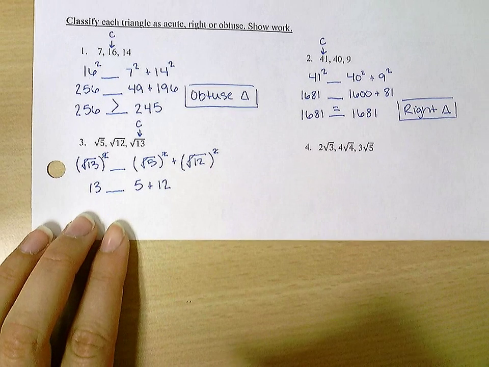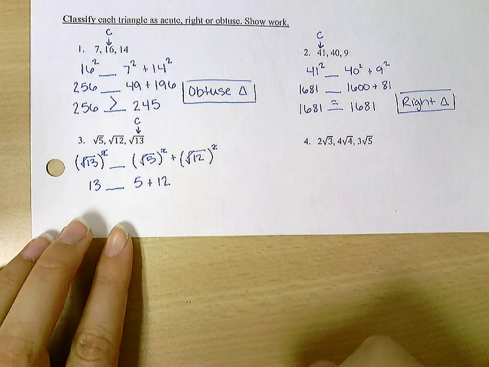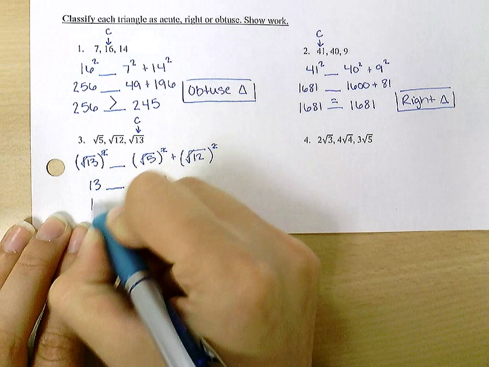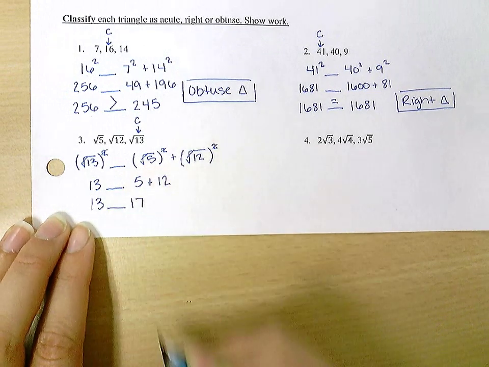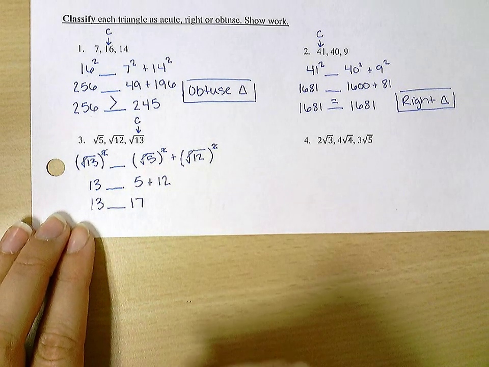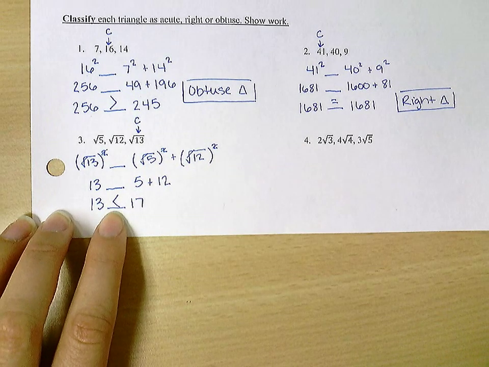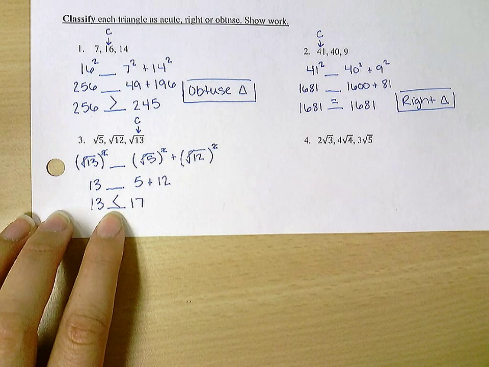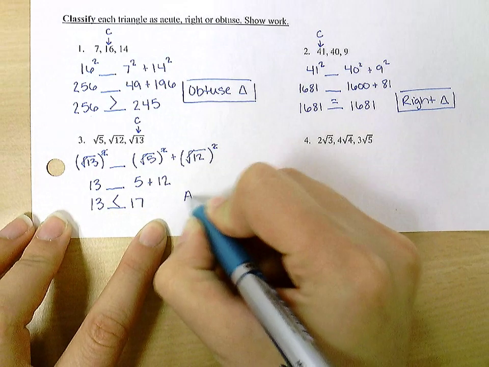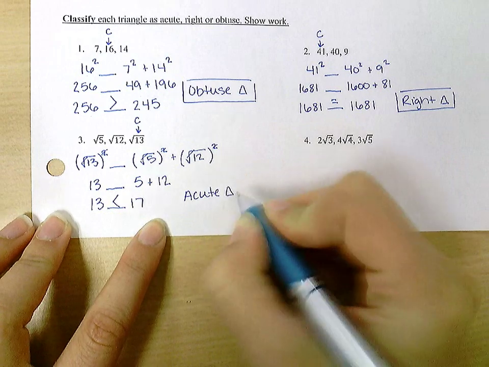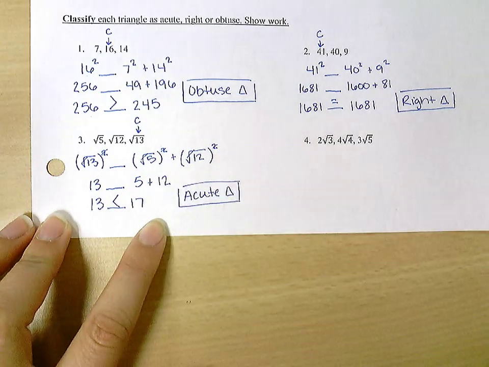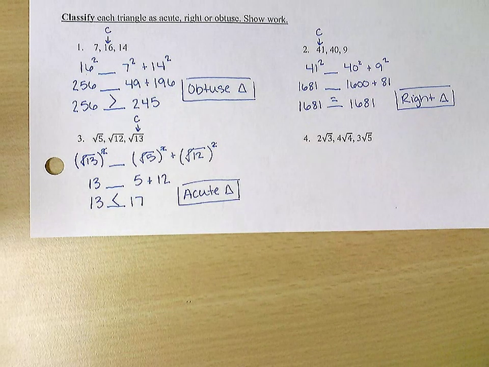Okay, that's why you want to keep those in the square root, because you're going to end up squaring them using this. So here I have 13 compared to 17. 17 is greater. So my inequality symbol here would be 13 is less than 17. Okay, if it's less than, that makes this an acute triangle. Okay, questions on number 3 with those radicals or square roots?